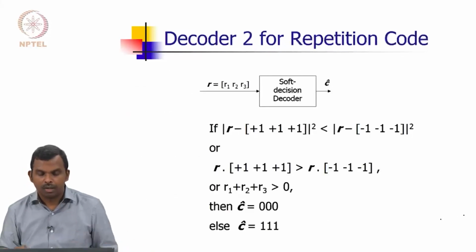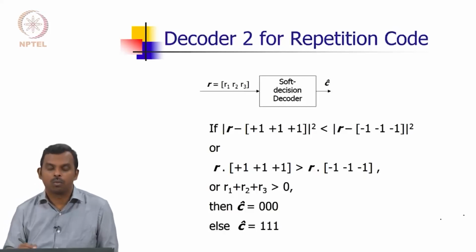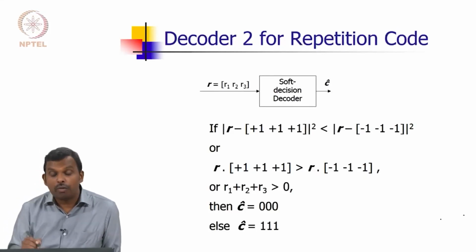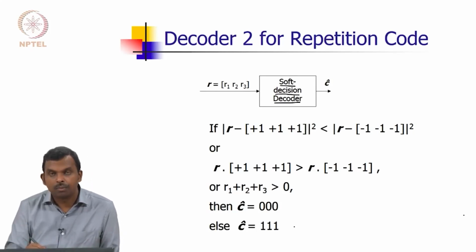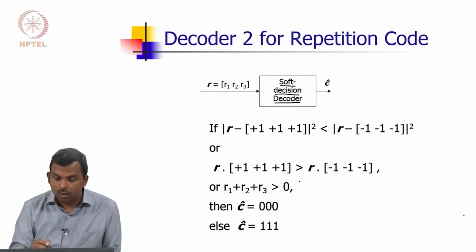Okay. So, this is decoder 2. Okay. So, this is a soft decision decoder. Okay. So, we will not give up the real values. Okay. And notice this is how the decoder works.